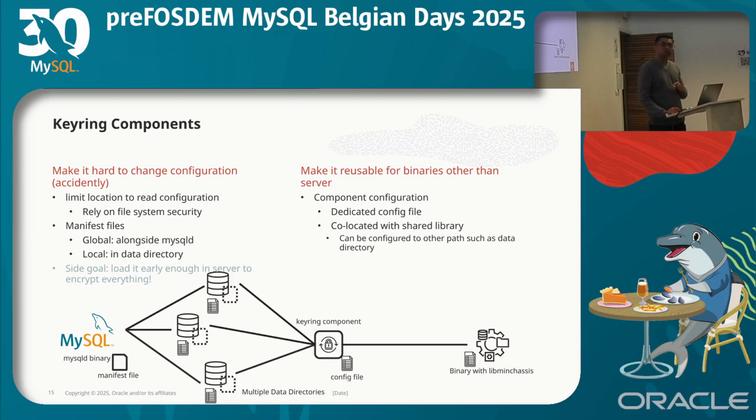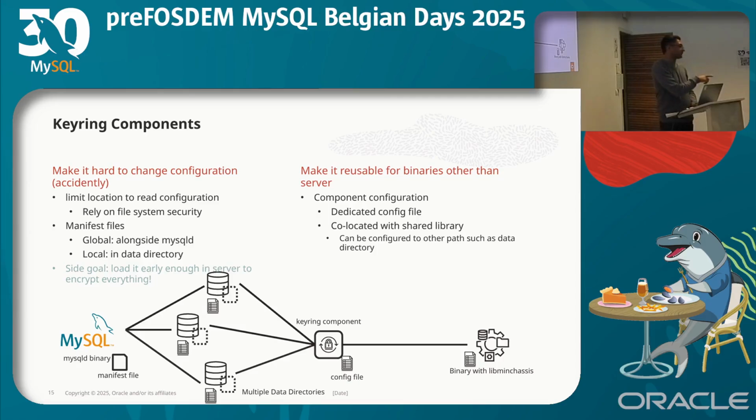The location of this component, the manifest file, is right alongside the MySQL binary because that's the only location we can access and we can trust because it's always a privileged location. Optionally, you can put it alongside your data directory. So you can tell the global manifest file to go look for the local one and then read all the values from the local. Similarly, on the component side, you have a configuration file because you cannot depend on server for any configuration. So you need a configuration file to configure your keyring component as well. And any binary which is implementing minimal chassis can actually load keyring component.